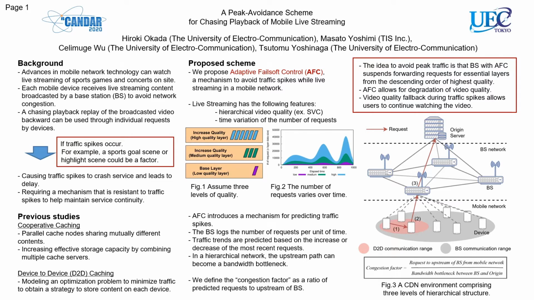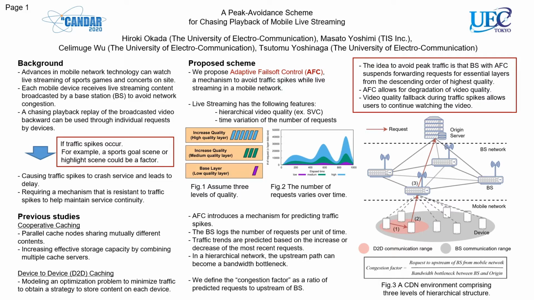Recent advances in mobile network technology have been remarkable. We can now use our smartphones and other mobile devices to watch live video streaming of sports games and concerts locally. However, video content has a large amount of data and is expected to account for 18% of the total internet traffic. To avoid network congestion, base stations deliver live streams to mobile devices all at once.